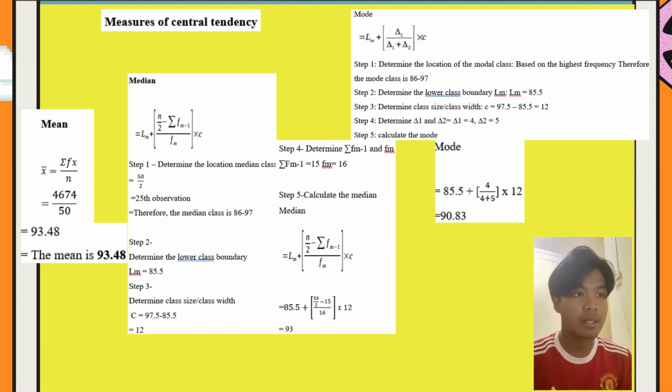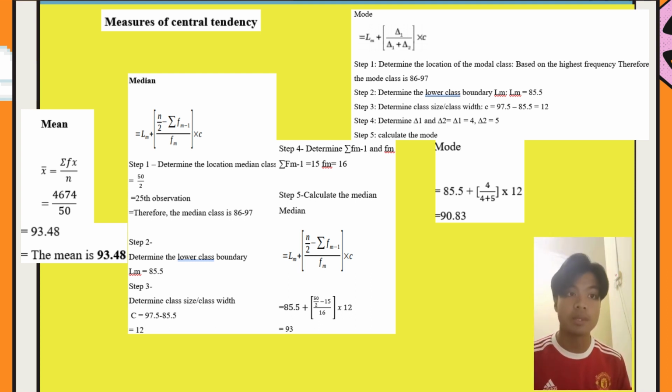Step 4, determine the FM minus 1 and FM. FM minus 1 equals 15, meanwhile FM equals 16. Step 5, calculate the median. For the median, use the formula as shown on the slide, and we will put the numbers in, just like on the slide: 85.5 plus, in brackets, 50 divided by 2 minus 15, divided by 16, close bracket, times 12, and we will get 93. Therefore, the median is 93.